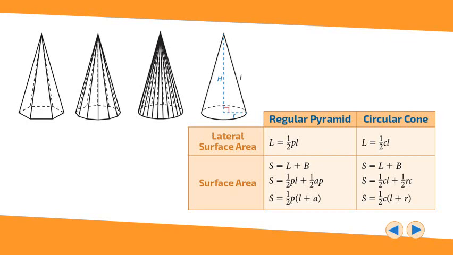So the total surface area for the cone is going to be, again, lower right: surface area is lateral surface area plus base surface area. And so we've got two formulas for that. And we can distribute out the 1/2 circumference. Just like with the regular pyramid, we get 1/2 the perimeter, parentheses, slant height plus apothem. For the surface area of a cone, we get 1/2 the circumference, parentheses, slant height plus the radius.